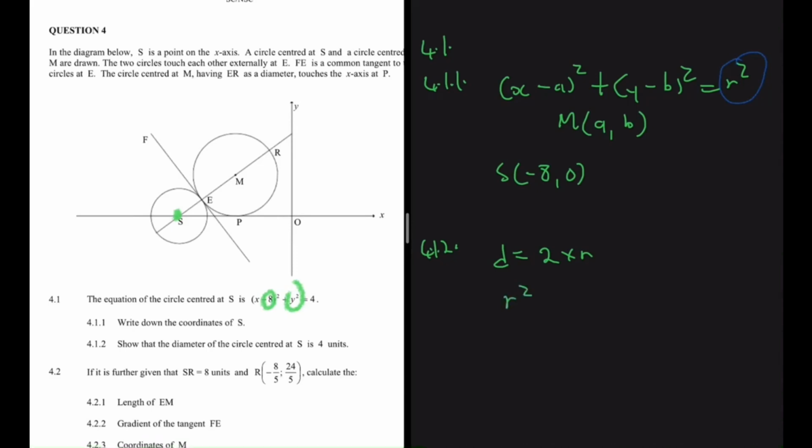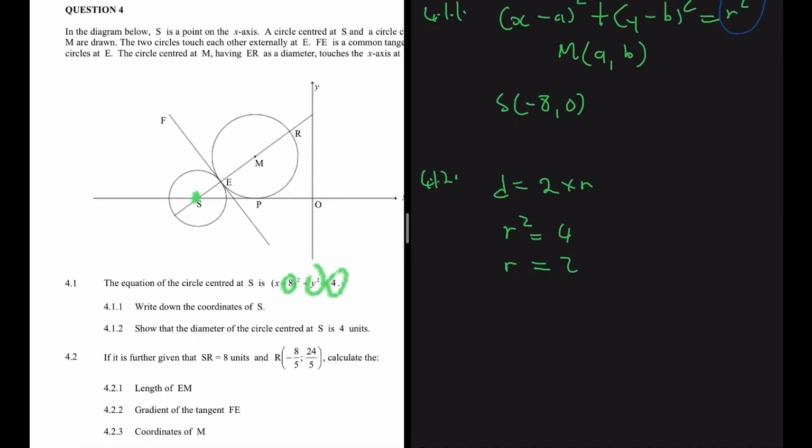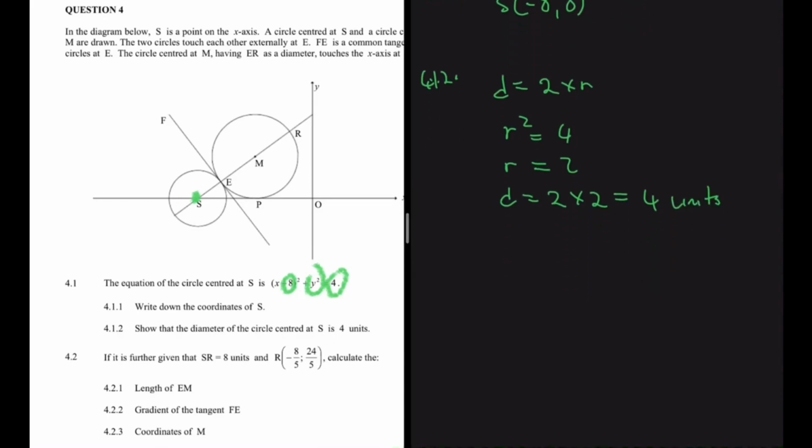So r² is equal to 4. Here it is right here, right? So we say r will be equal to 2. We take square roots on both sides, right? So d, the diameter, will be equal to 2 multiplied by r, which is 2, and this is all equal to 4. So the diameter is equal to 4 units, and that's exactly what we are asked to show. Now let's move to 4.2.